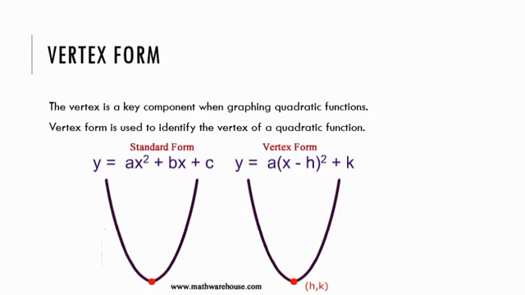Next, we're going to talk about the vertex form. Vertex form is a way to show us the vertex in the equation. Just like we had vertex point slope form for linear equations, this is kind of like that same type of thing, except the one specific point it's showing is the vertex.